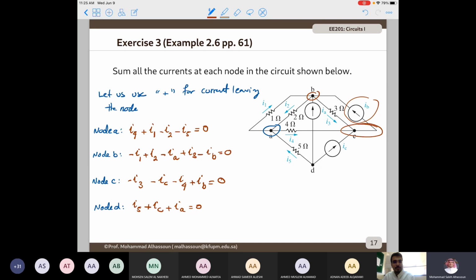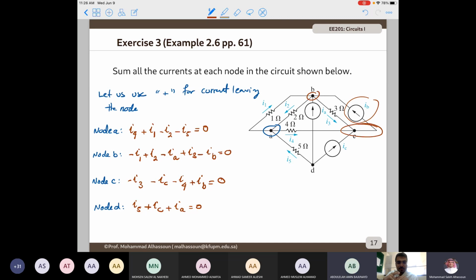Any questions? So we need to sum all the currents, assign a specific polarity for the current leaving and the opposite polarity for the current entering. Usually the convention is to assign positive for the current leaving, but you are free to use any convention you want. Then you sum them and you should get 0.